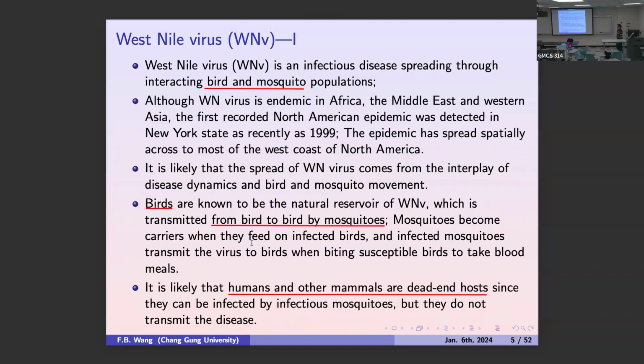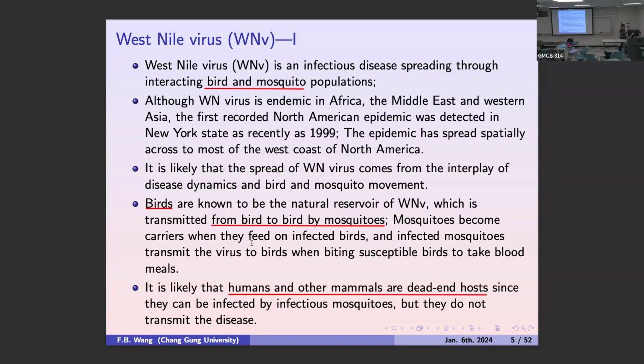Let me briefly mention the West Nile virus. The West Nile virus is an infectious disease produced through the interaction of birds and mosquitoes. But in Taiwan, dengue is very serious. Dengue is spread through the interaction of humans and mosquitoes. So the mechanism is different.